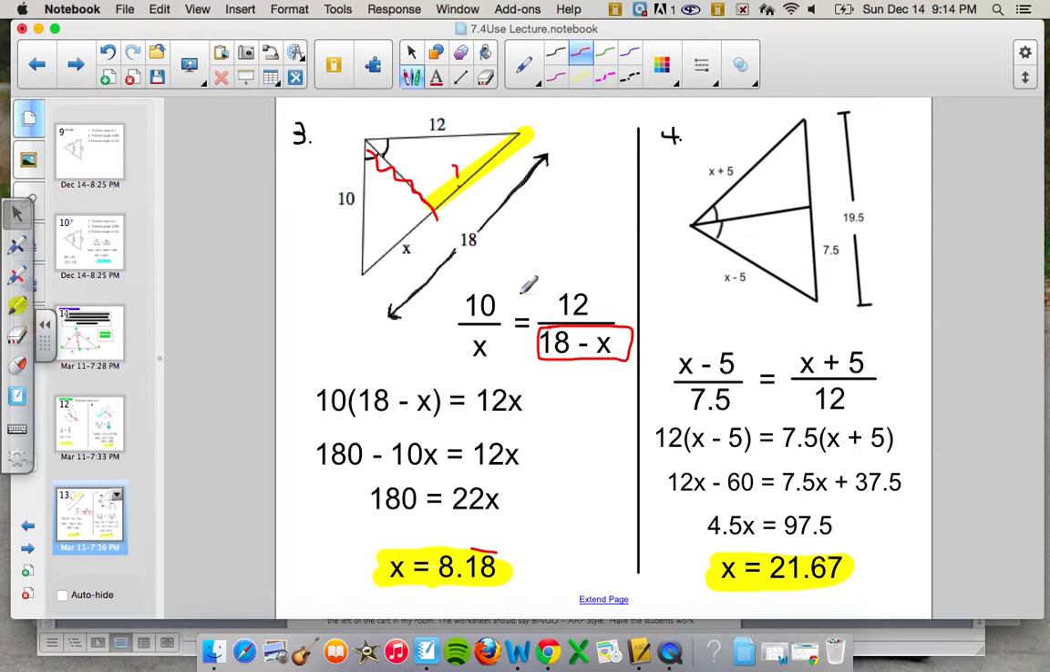And then the last example. When you set this up, you're going to have x minus 5 over 7.5 is equal to x plus 5 over 12. Again, the angle bisector doesn't matter, and we want to figure out what this segment is. Well, the whole thing was 19.5. We have part of it, which was 7.5. So then you need to subtract those two values to figure out what that red question mark would be, and that is going to be 12. Again, cross multiply, get your x by itself, and then solve for x. X comes out to be 21 2/3. Please pause the video so everybody can catch up.